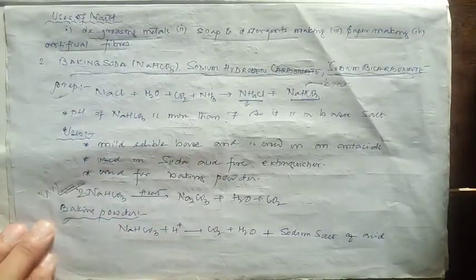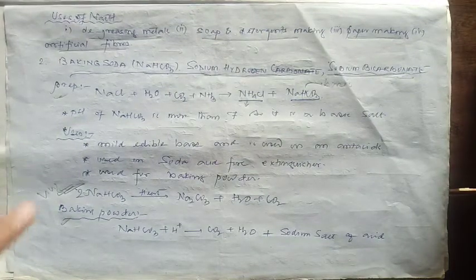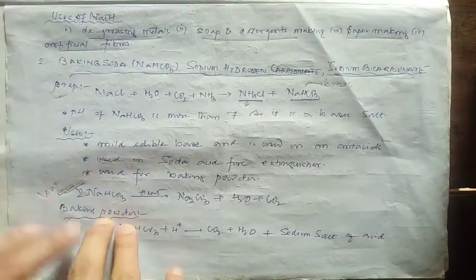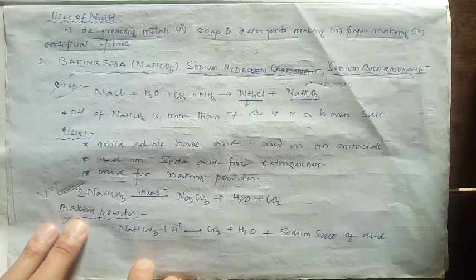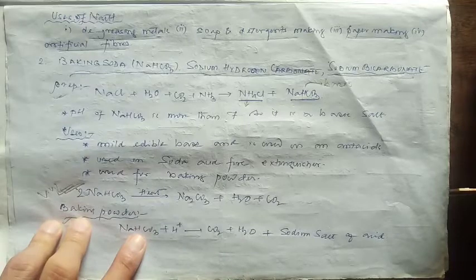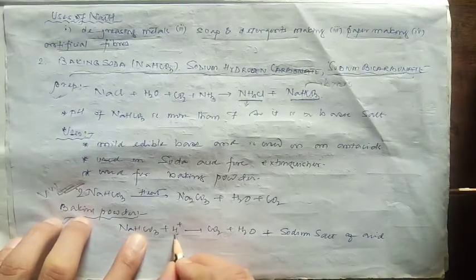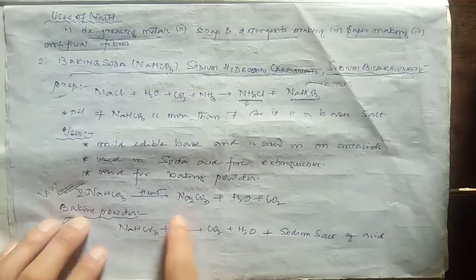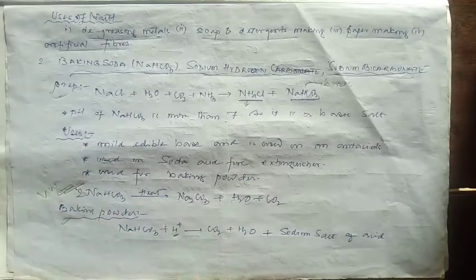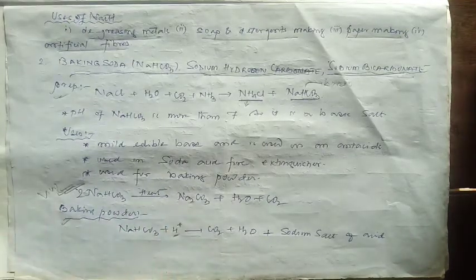Now baking powder. Let's see what is baking powder. What is the difference between baking soda and baking powder? Baking soda is also used for making baking powder. Now in this baking soda, if we add a mild edible acid, now you know what this H plus is? This H plus indicates the acid. If we add the acid, this mixture of baking soda and acid is called baking powder. So baking powder we are using to bake cakes or other food items.